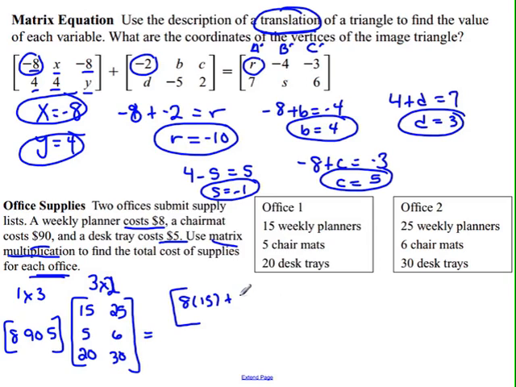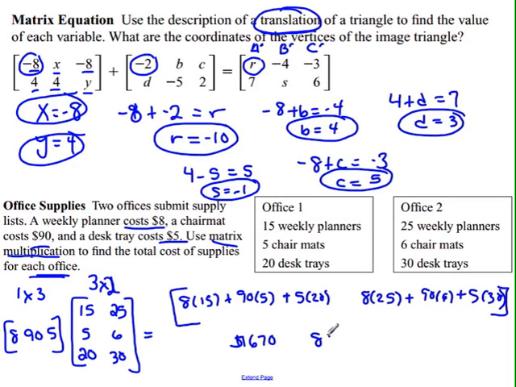So 8 times 15 plus 90 times 5 plus 5 times 20, and that would give me the office 1 total. I'll leave a little bit of space here. We'll have 8 times 25 plus 90 times 6 plus 5 times 30. When I simplify this, I need another parenthesis on there. I think it's okay to write the dollar sign here. So $670 and $890 would be the totals for Office 1 and Office 2. Sort of an extension on this, instead of having just Office 1 and Office 2, maybe these are Client 1, Client 2, Client 3.